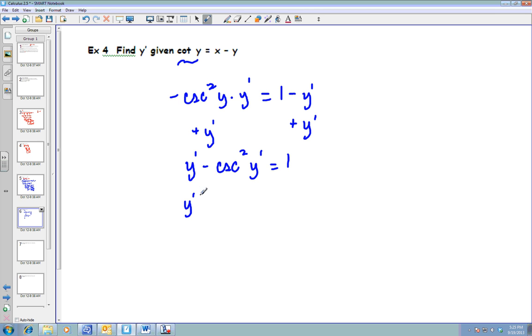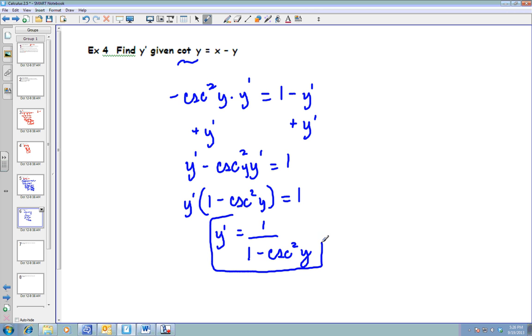Factor a y prime out. When I factor a y prime out here, I have 1 minus, and I should write a y next to that, cosecant squared y prime. So cosecant squared y equals 1. So y prime equals 1 over 1 minus cosecant squared y. Now, I would take this as your answer.